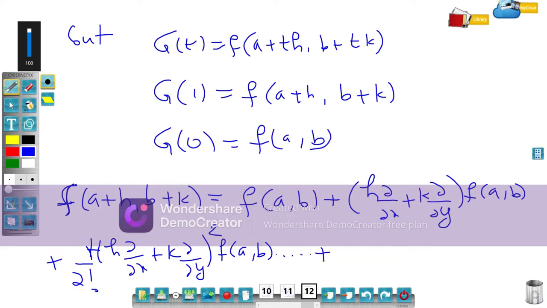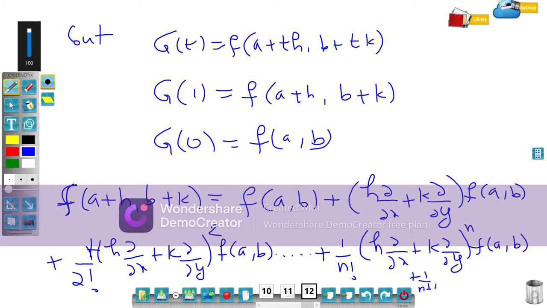So dot dot dot 1 upon n factorial (h ∂/∂x + k ∂/∂y) whole raised to n f at (a, b), plus 1 upon (n+1) factorial, that is basically called a remainder term, (h ∂/∂x + k ∂/∂y) to the power n+1 f at (a + θh, b + θk), that you can write down. So this completes the Taylor's theorem.